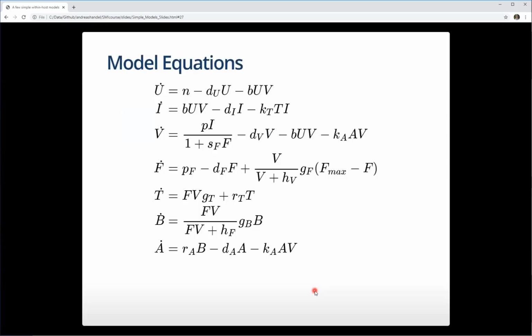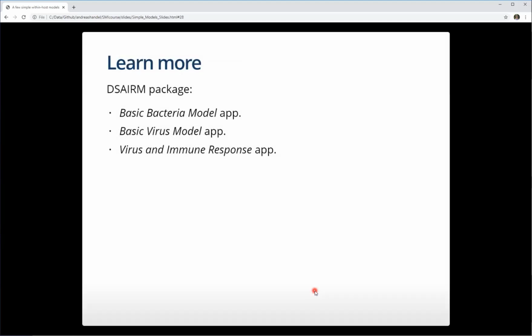Here are the equations. So it's already 2, 4, 6, 7 equations, and you see a whole bunch of processes on the right-hand side. I'm not walking through them because you'll be exploring this yourself in more detail with the DSRM package, but just wanted to show you it can get complicated quickly.